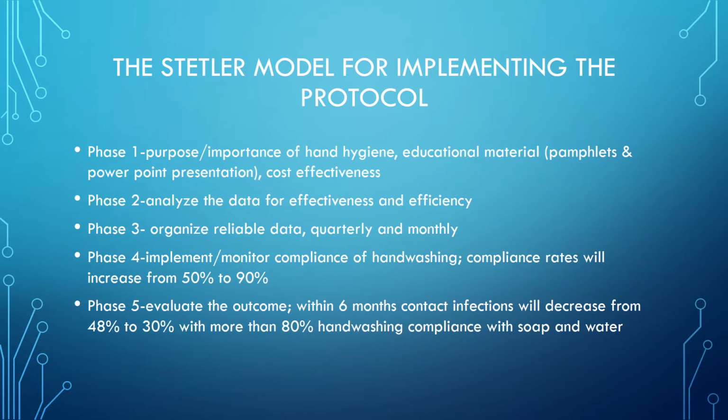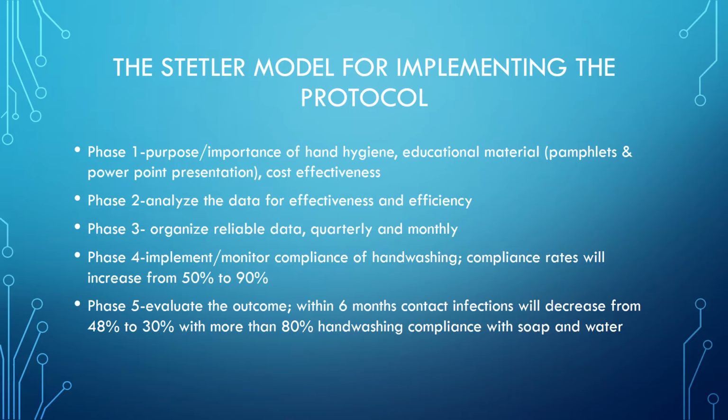The Stettler model for implementing the protocol was used. Phase 1. The purpose and importance of hand hygiene was explained. Educational materials such as pamphlets and PowerPoint presentations were provided. Information on the cost-effectiveness of hand washing was provided. Phase 2. The data was analyzed for effectiveness and efficiency. Phase 3, the data was organized and reliable.